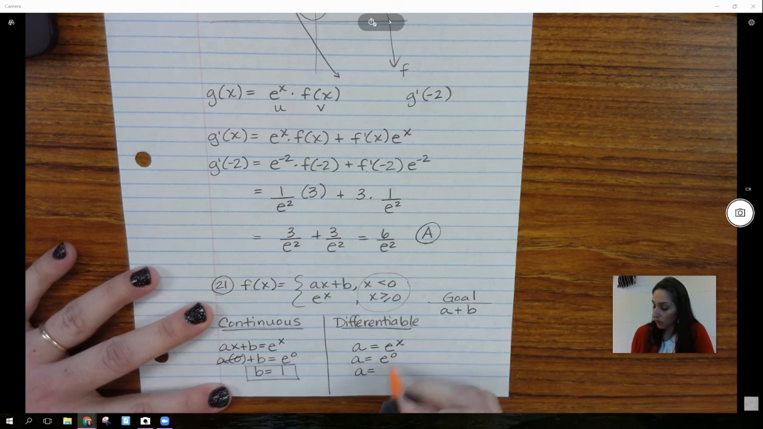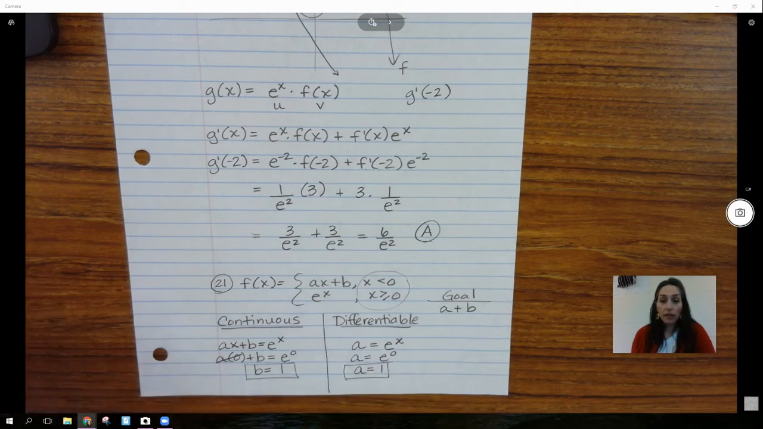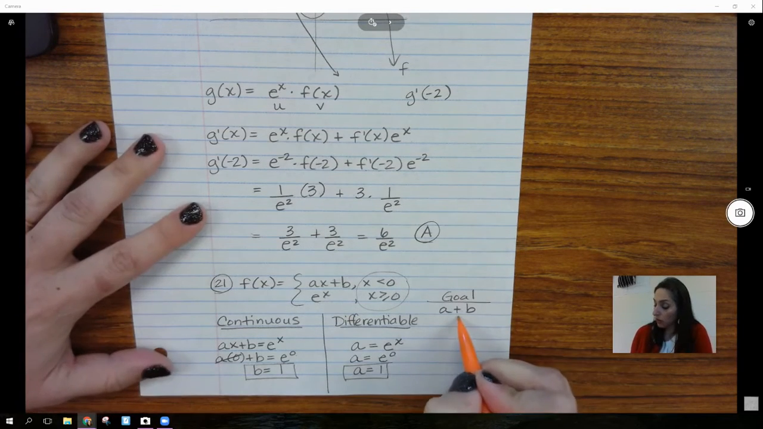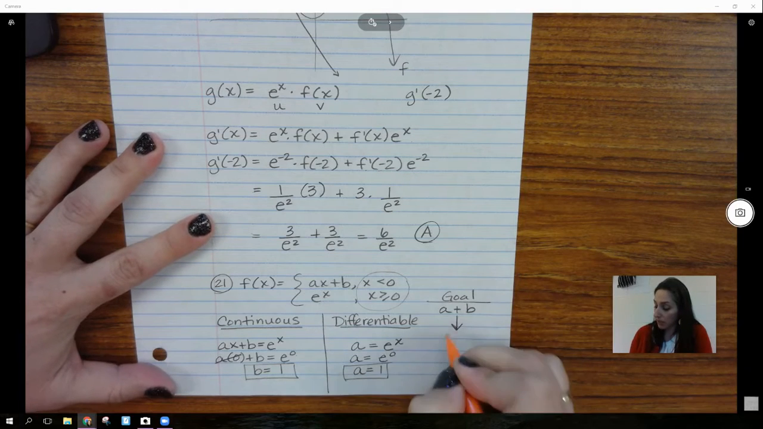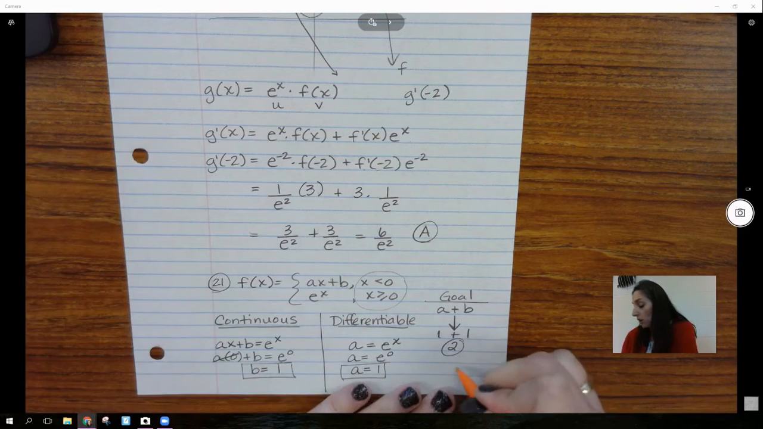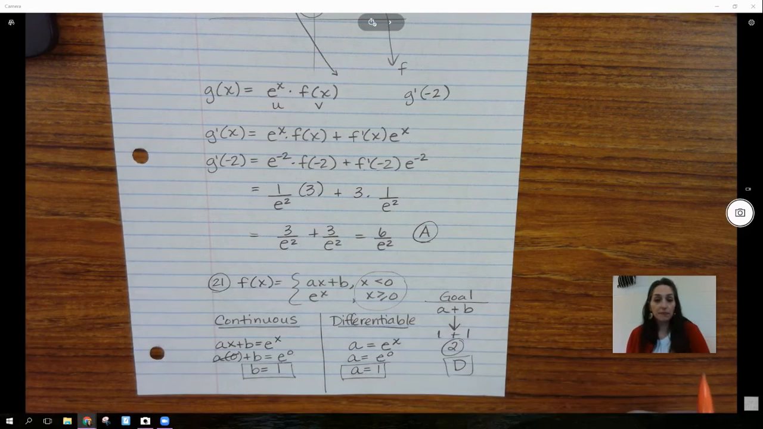a also equals 1. A lot of times we stop there because we think we got the answer, so the answer must be 1, but it's not, because you are looking for a plus b. So 1 plus 1, the answer is actually 2, which is choice D.